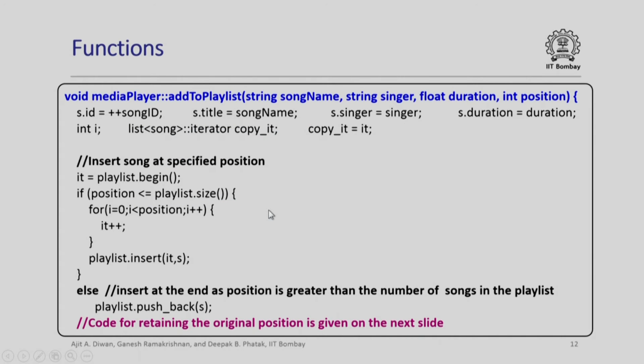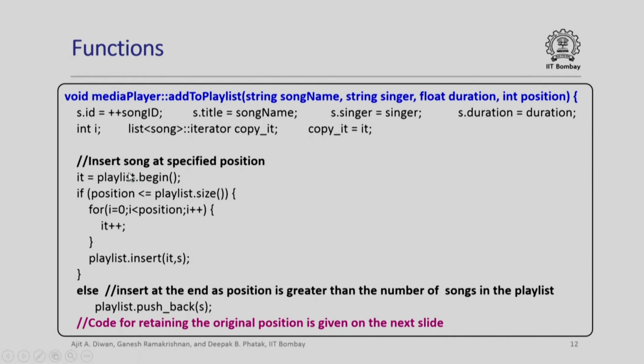Next comes the addition to the playlist. So, here I will have the song name, singer, duration, position as parameters. All of these are assigned to various components of S. So, S dot ID, I increment the song ID which is the static integer that we have been carrying on. Then I insert title, singer, duration, etc.